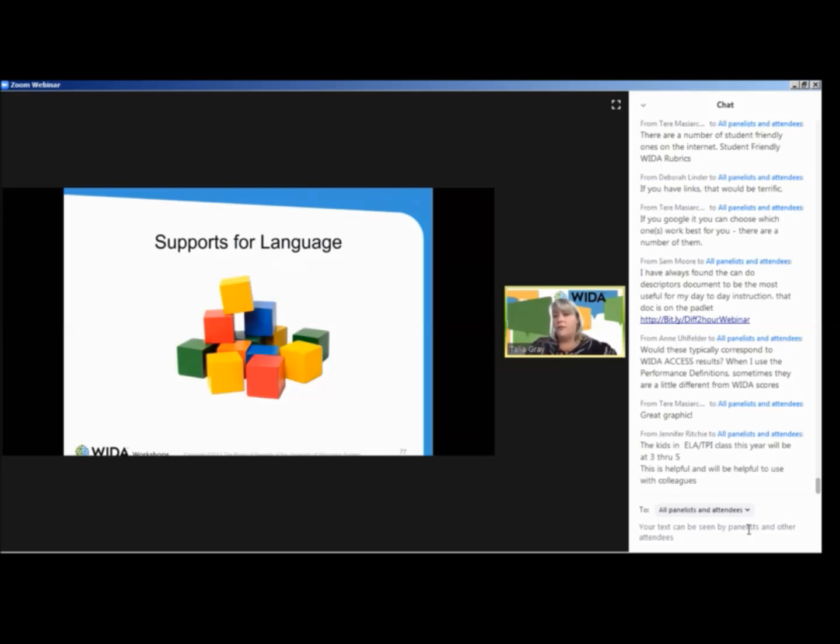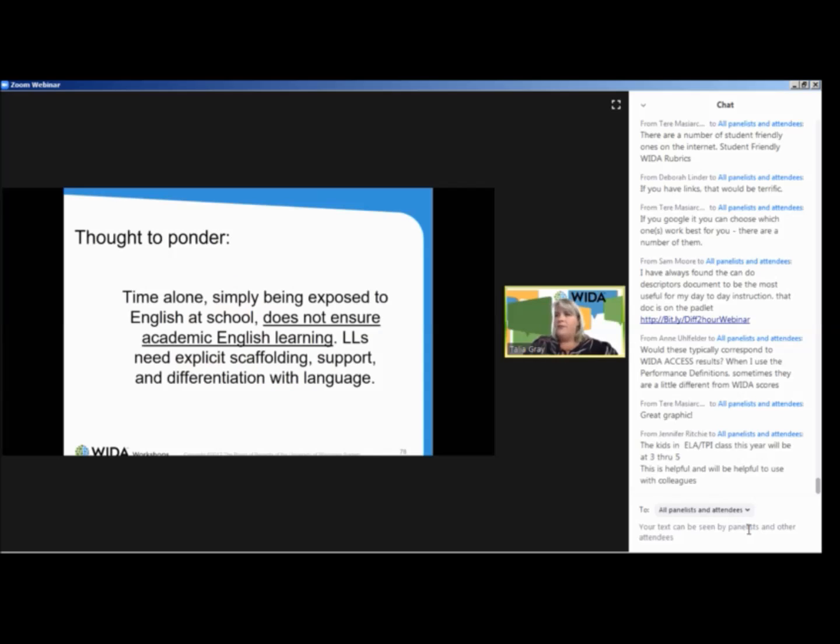We are going to move on to talking about supports for language. Thinking about everything that we've said about academic language, ponder this quote. Time alone, simply being exposed to English at school, does not ensure academic English learning. Language learners need explicit scaffolding, support, and differentiation with language.